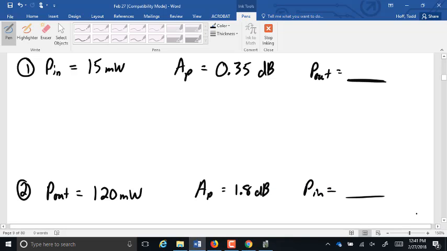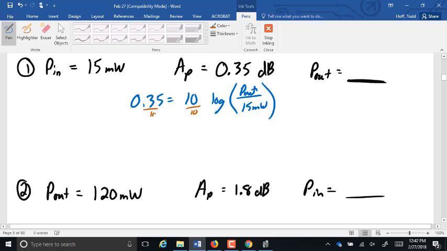Okay, so first one up here, 0.35 equals 10 log, looking for P out over 15 milliwatts. So we divide by the 10. So 0.035 equals log P out over 15 milliwatts.